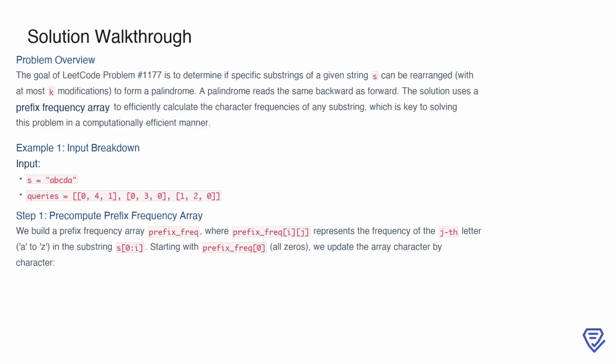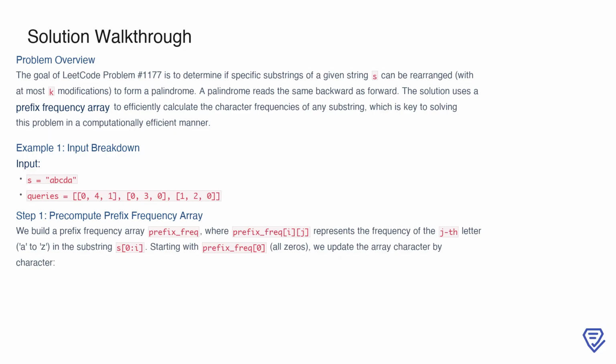This array helps us quickly calculate the frequency of each character in any substring by pre-computing the cumulative counts of all characters from the start of the string. For instance, with a string like ABCDA, this array will enable us to instantly determine how many times each character appears in any given range without repeatedly iterating over the substring. This pre-processing step is critical for handling multiple queries efficiently.